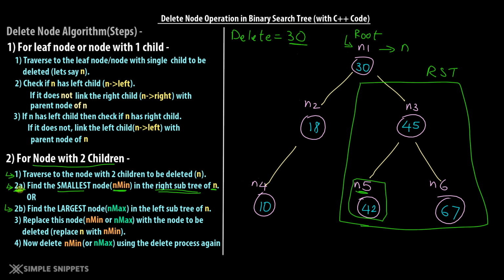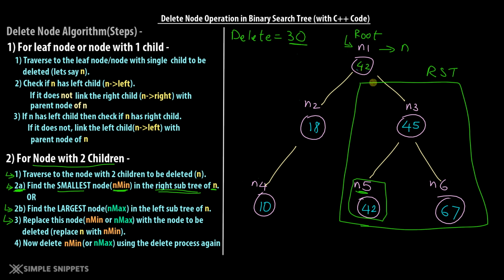Now since we are doing 2a, we don't have to do 2b. 2b is another way in which you can find a particular node to be replaced, and we'll talk about that in a minute. But now since 2a is done, let's move to step 3. In step 3 it says replace this node, n-min, with the node to be deleted. So the value of n5 will be copied into n1. So let's erase 30 and write 42 over here.